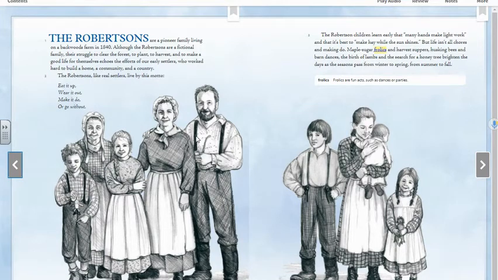The Robertsons are a pioneer family living on a backwoods farm in 1840. Although the Robertsons are a fictional family, their struggle to clear the forest, to plant, to harvest, and to make a good life for themselves echoes the efforts of our early settlers, who worked hard to build a home, a community, and a country. The Robertsons, like real settlers, live by this motto: eat it up, wear it out, make it do, or go without.